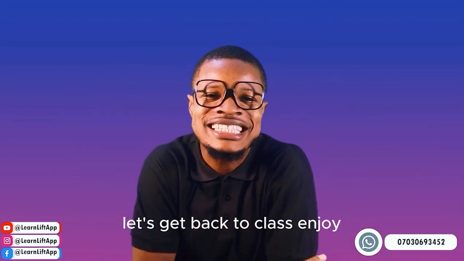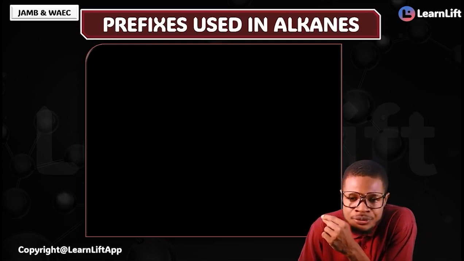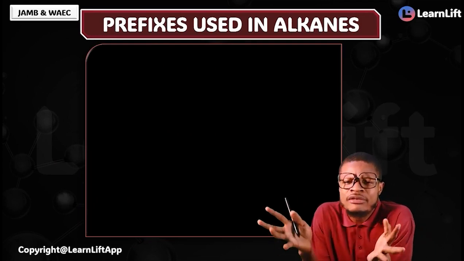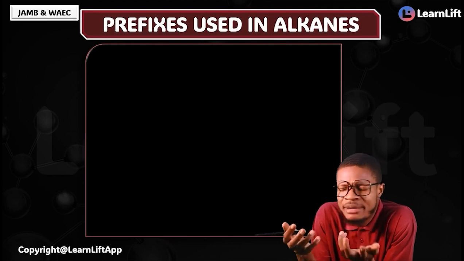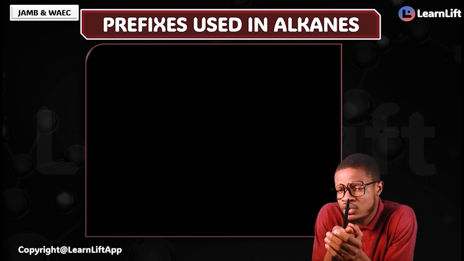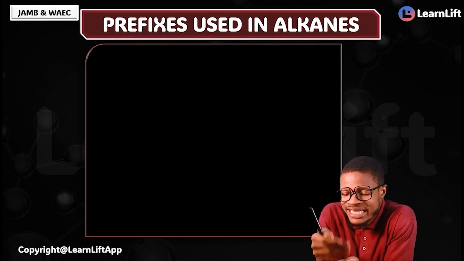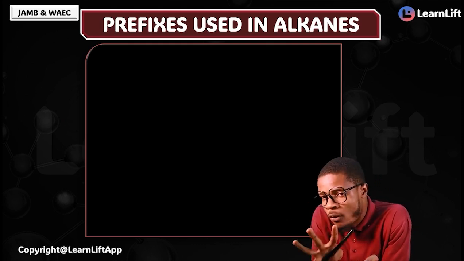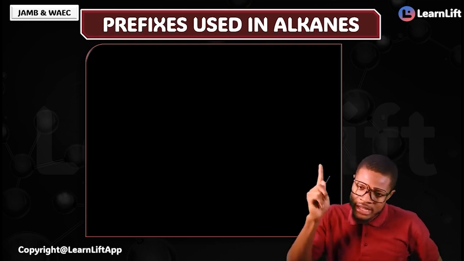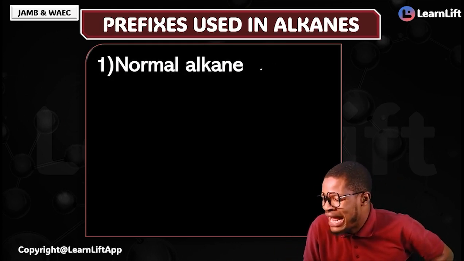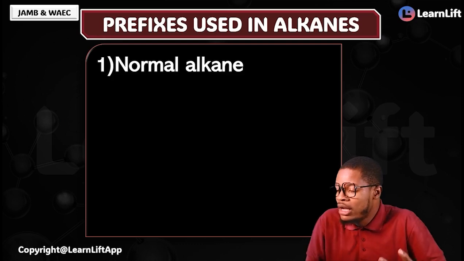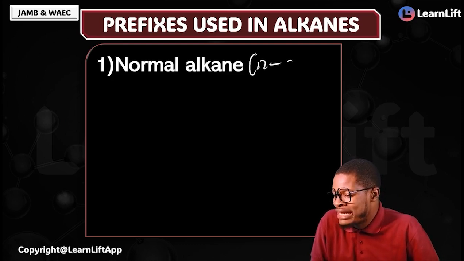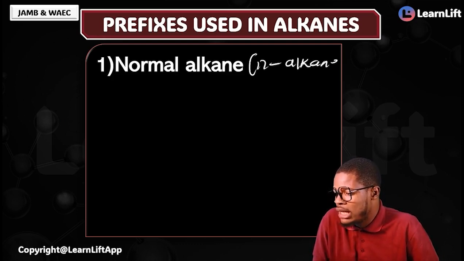Let's get back to class. First and foremost, there are a total of 7 prefixes that we use in naming alkanes. But for this level, JAMB and WAEC, we have to know 4. I will dwell on those 4 alone. The first is the one we call normal alkanes. Normal alkanes are also called N-alkanes. Relax, you are going to learn it.